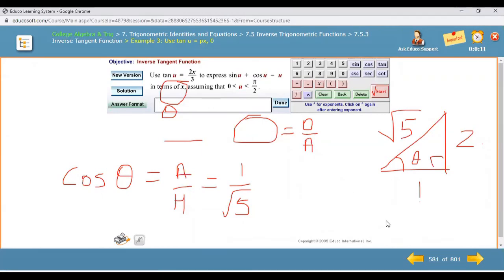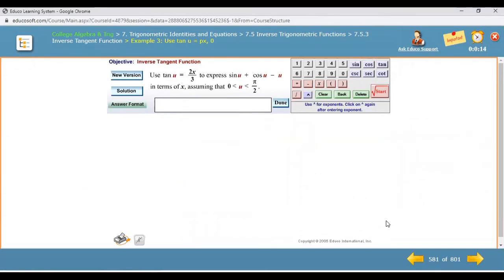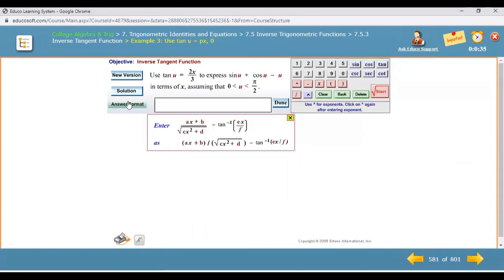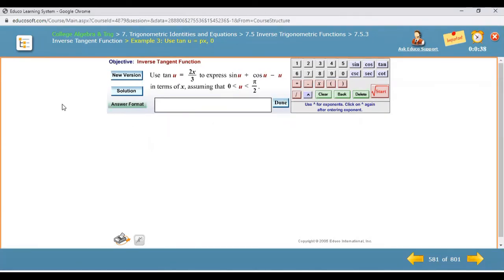On these questions, again, they have given us tangent u. Tangent u is 2x over 3, to express sine u, cosine u minus u. Now we have tangent u and we have to express everything in terms of x. All right. Again, they have given you the format how we write the answer. Now again, tangent u is 2x over 3.